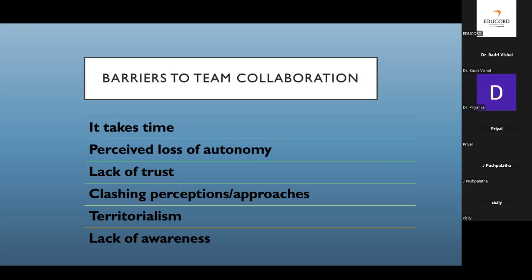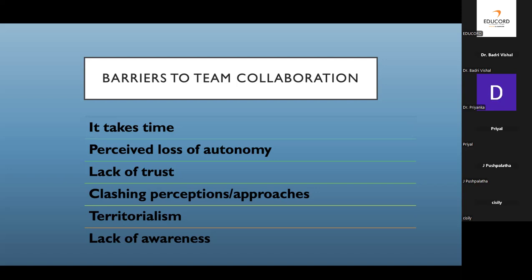This team collaboration sometimes is perceived by the others as loss of autonomy. Those of you who are practicing on your own, if I ask you to join a hospital and start working in a hospital, even if I put you in the place of HOD, you will still be reporting to someone else. So the person who is working in his own clinic is now subject to that hospital scenario where he or she has to report to someone.